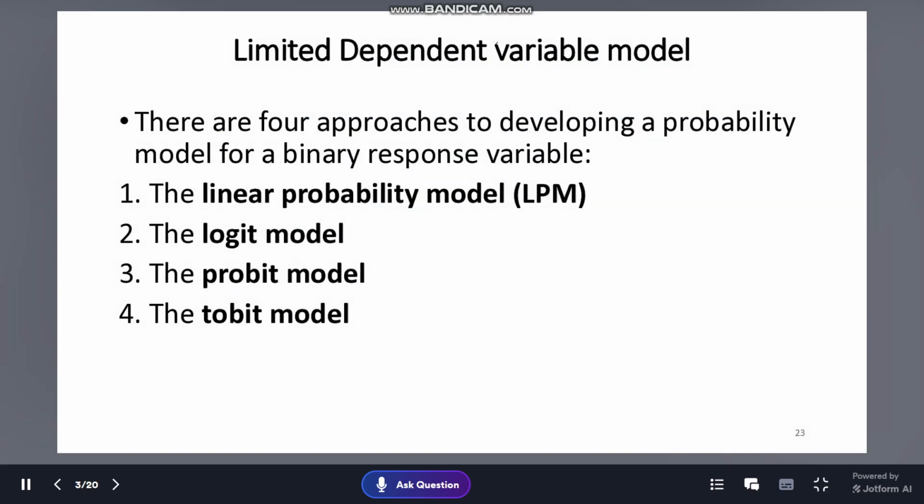When it comes to modeling binary outcomes, there are four main approaches to consider. These include the linear probability model, the logit model, the probit model, and the tobit model. Each offers a different way to estimate the relationship between variables when the dependent variable is limited or discrete.